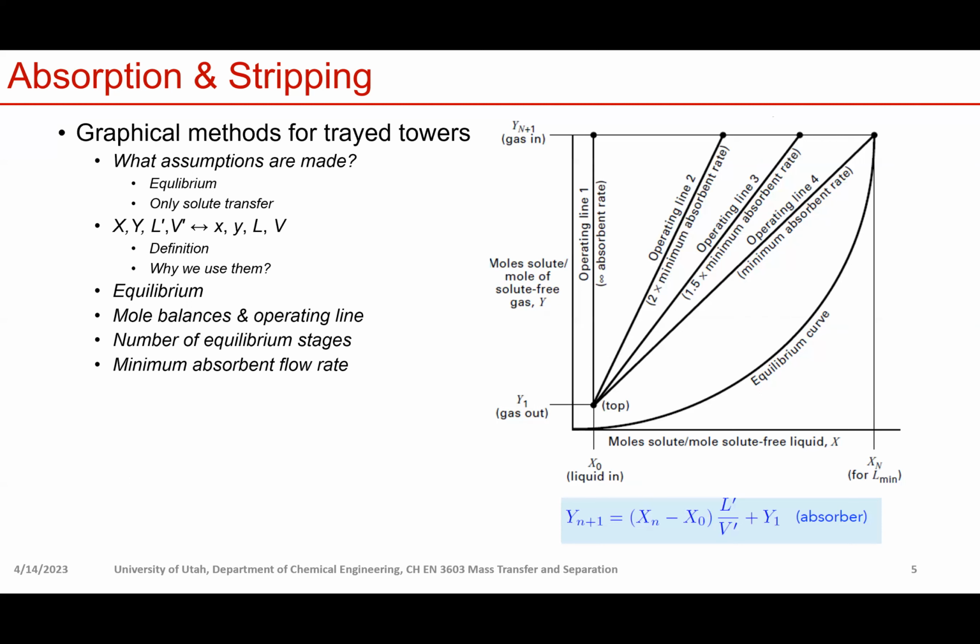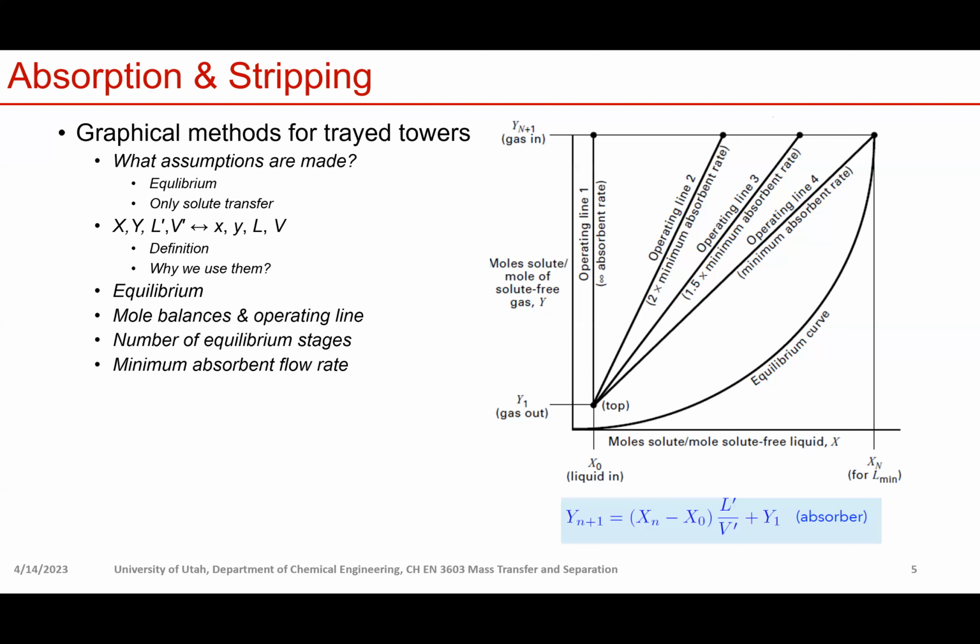Now, the question is, the first concept you need to understand is, what is the minimum absorbent flow rate? And what does it mean? And then for a given liquid absorbent flow rate, you should be able to draw the line there. Then you should be able to figure out how many equilibrium stages are required in order to achieve the desired separation outcome, right?